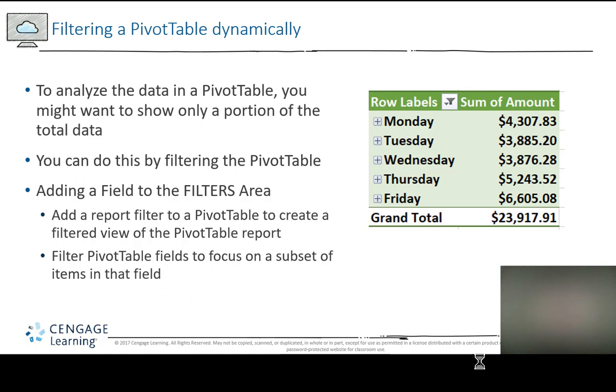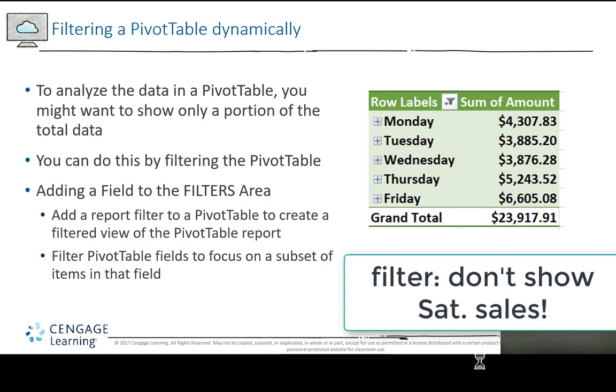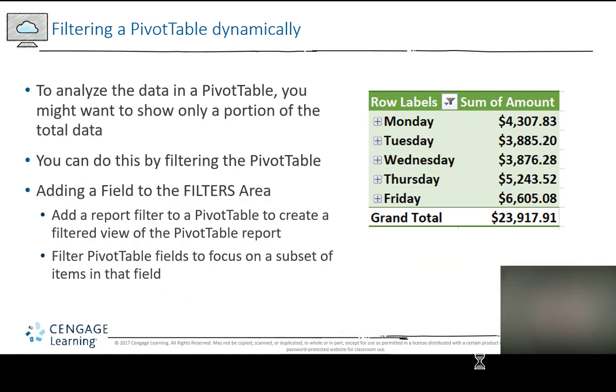Filter pivot table fields to focus on a subset of items in that field. So right now in this pivot table, we have eliminated the Saturday sales because we were just interested in viewing Monday through Friday.